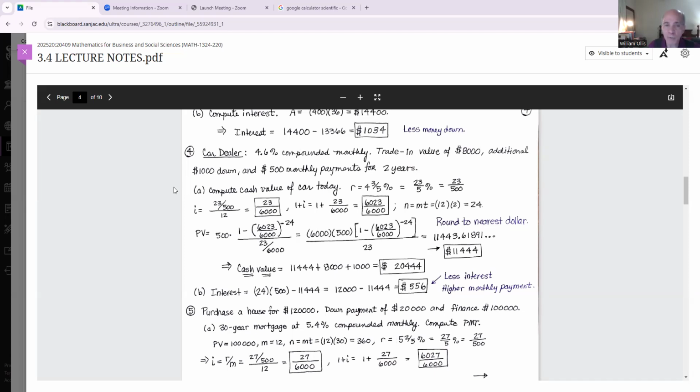We have a car dealer. Again, we're looking at present value, and we're also looking at finding payments when we have a present value calculation. So we've got a car dealer. We have 4.6 annual rate of interest compounded monthly. So in this case, we're using the 12 for the M, which is obviously very popular in our society. We have a trade-in value of $8,000, and we have an additional $1,000 down.